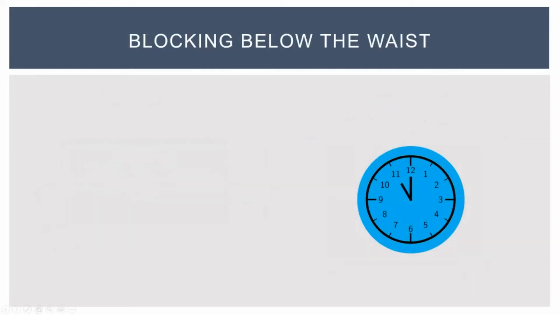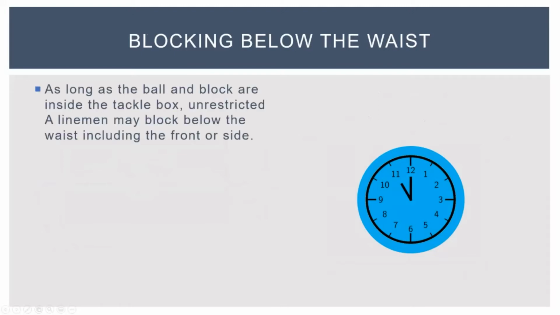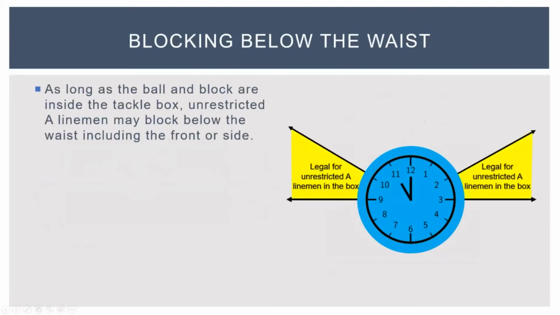So let's talk a little bit about blocking below the waist. Remember that as long as the ball and the block are inside the tackle box, unrestricted A linemen can block below the waist, including from the front or side. And we're talking about unrestricted A linemen. Who are we dealing with? We're primarily dealing with tackles, centers, snappers, and guards. Those are generally our unrestricted A linemen. I know the terminology has changed a little bit over the years, but that's the thing to be really mindful of here.